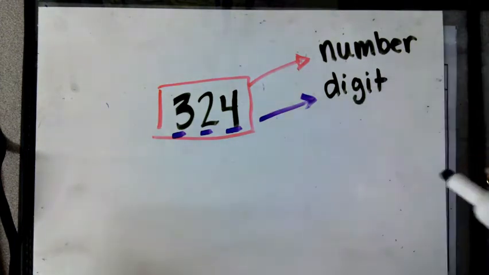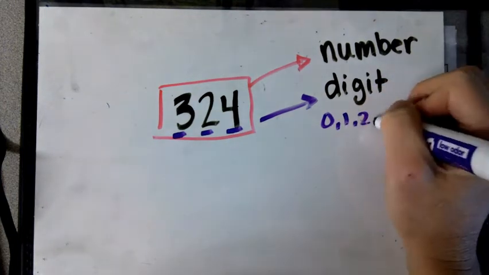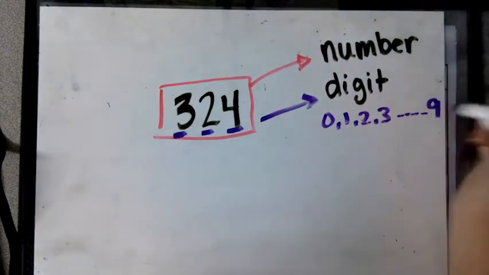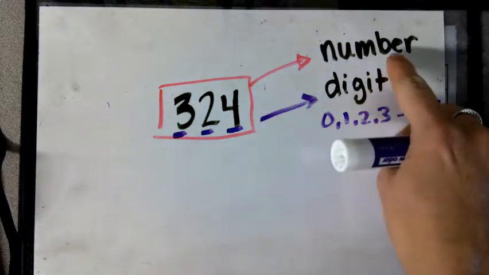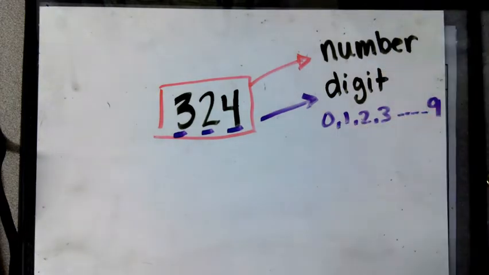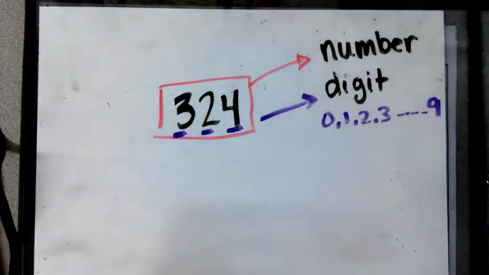Digits are any number or symbol, and we represent them as numbers: 0, 1, 2, 3, all the way to 9. So digits are symbols used to create numbers. Now, remember, a number is actually a value. We're going to use that and look at what it means in relationship to place value as we transition from ones, tens, hundreds, because the base 10 system is based off of groupings of 10.